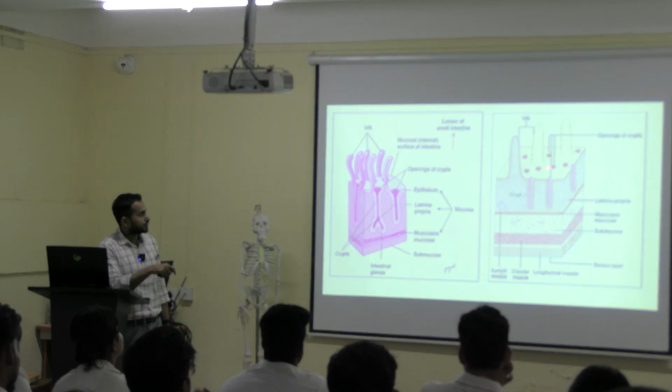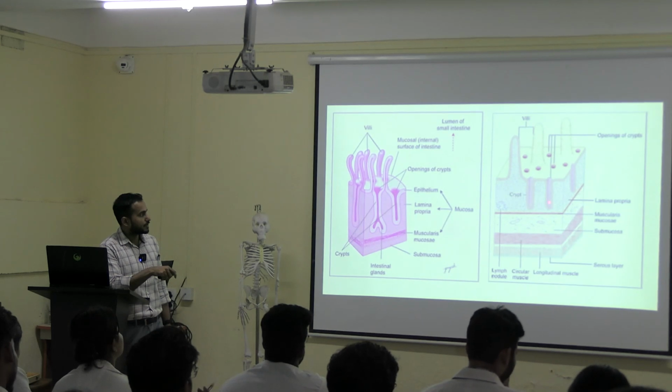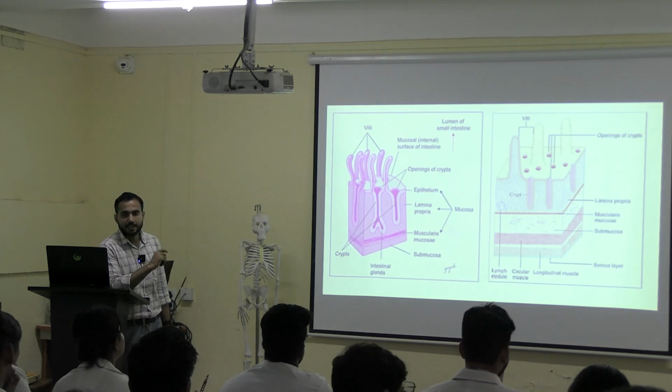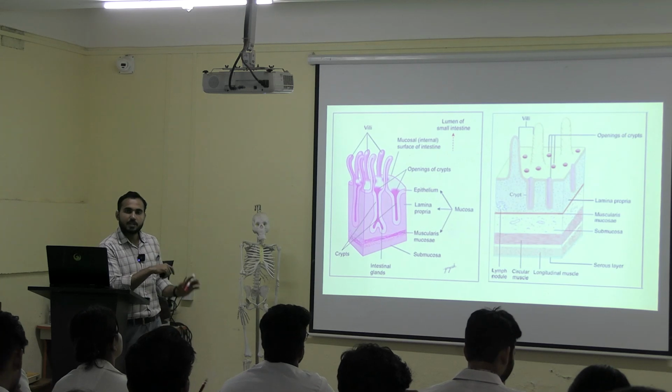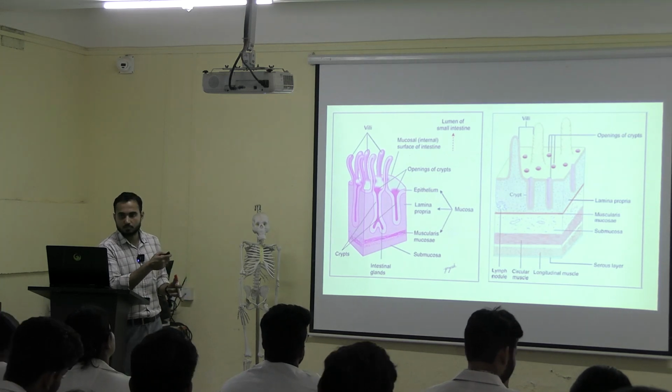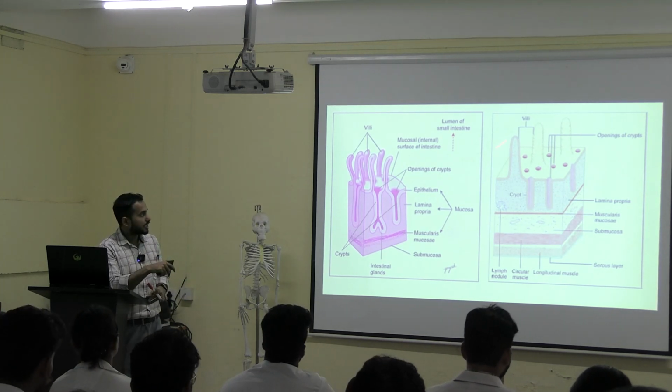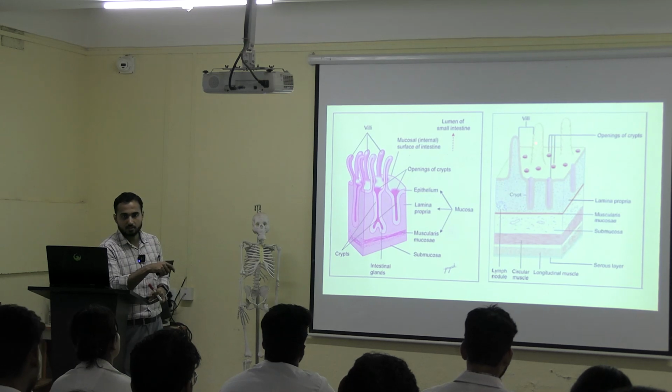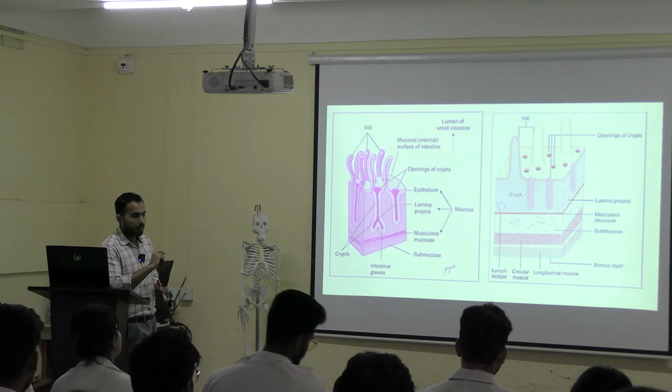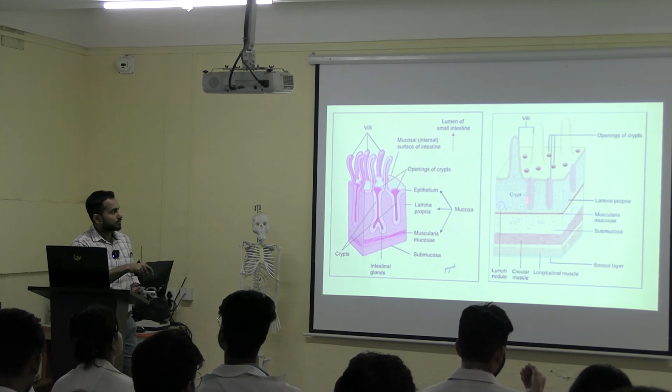And you can see from the crypts it is going downwards, and in this particular area what will be present? Intestinal glands, also called crypts of Lieberkühn. Appearance is almost similar to the stomach. The only difference is here we are getting the villi. In case of stomach we have not seen the villi. Next, other layers, can you see it is almost the same.